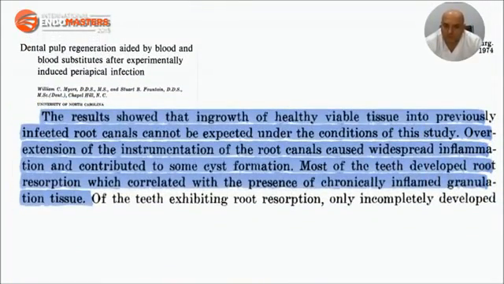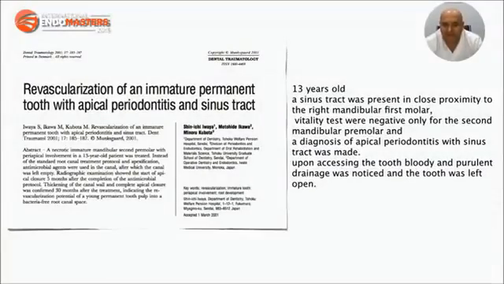After all, it had been shown that regeneration and ingrowth of a healthy, viable tissue into previously infected root canals could not be expected. The apexogenesis of the necrotic immature apex tooth was believed to be impossible for many years. At least until 2001, when Dental Traumatology published this milestone case by Iwaya and colleagues of an immature permanent tooth with apical periodontitis and sinus tract undergoing apexogenesis.